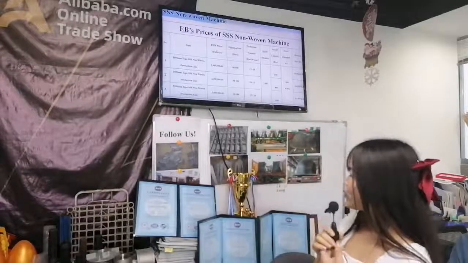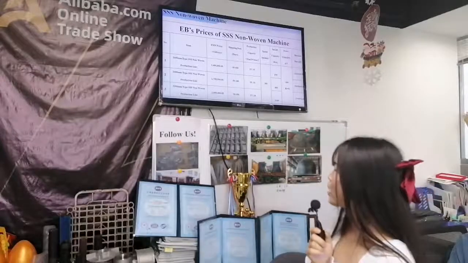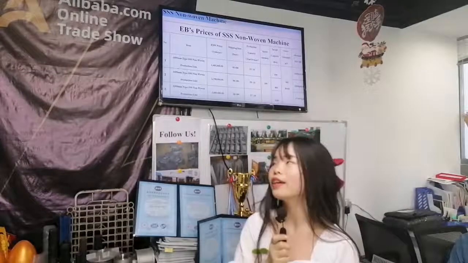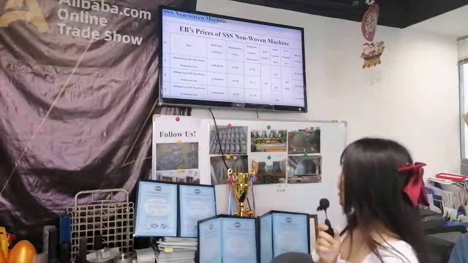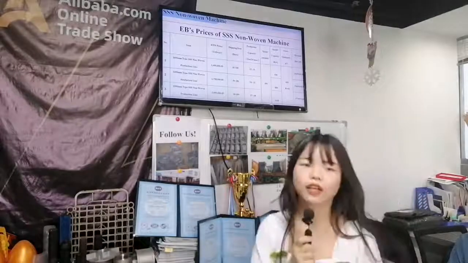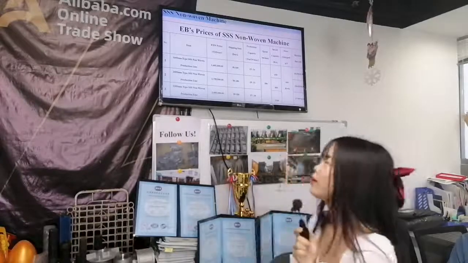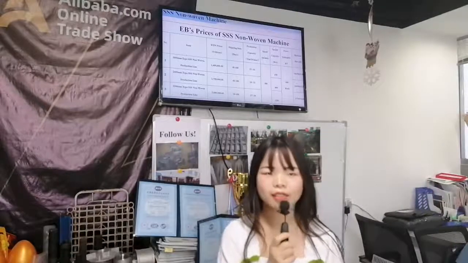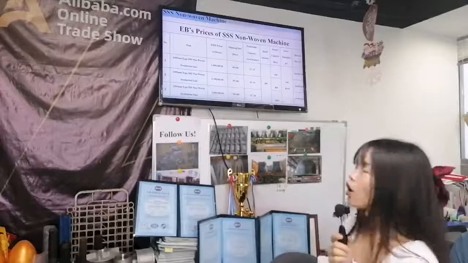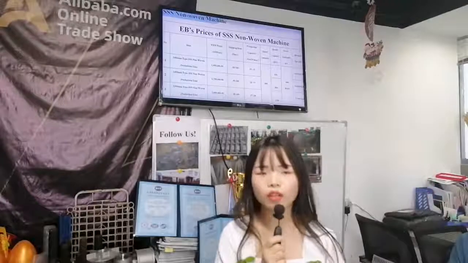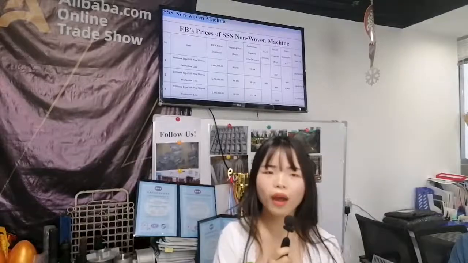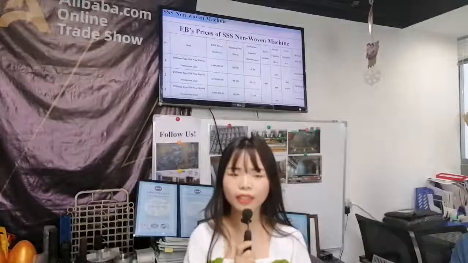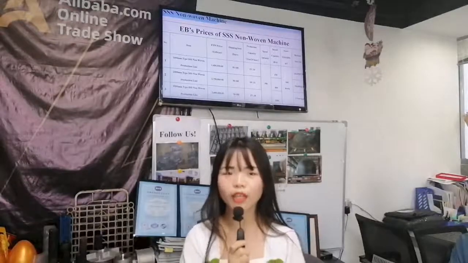Type 3 is the 2200 mm type SSS non-woven production line. This product price is 200 million. Production capacity is 27 to 28 days. Install capacity is 1,100. The product machine size is 17 and 13 and 10.5.